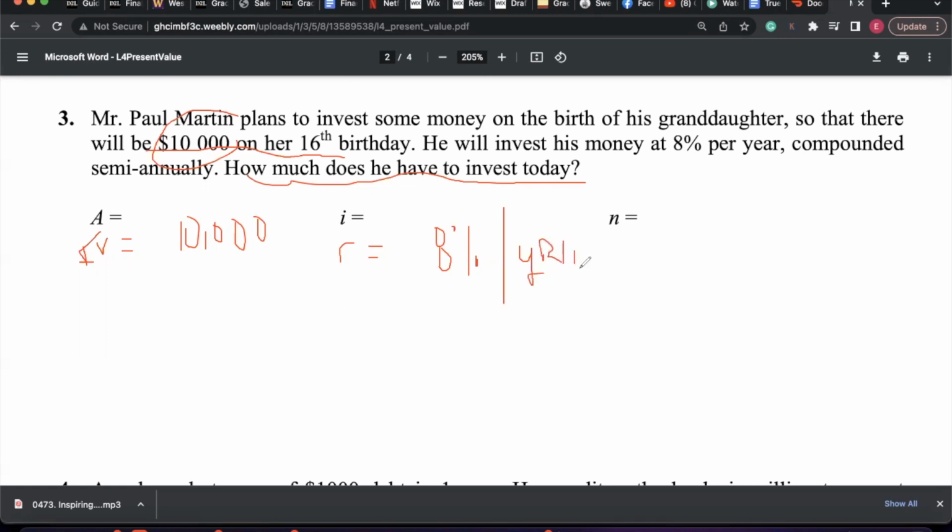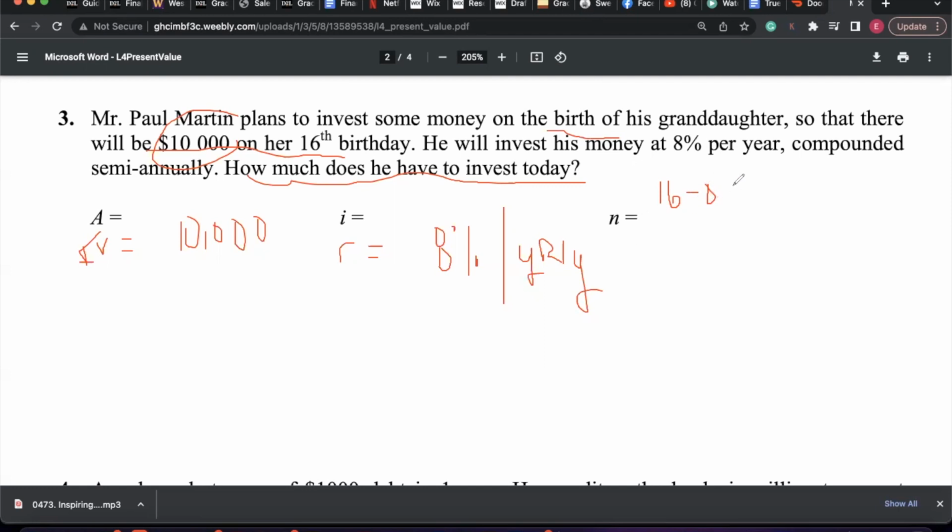And our N, which is also given, will be, so N is essentially the difference or the time period in which something happens, right? So from 16, we look at the end date, which looks like it's going to be on her 16th birthday. And then we look at the beginning date. So on the birth of his granddaughter, that's technically considered 0, right? If she was 1, then it would just be 16 minus 1. But it says on the birth of his granddaughter, 16 minus 0.